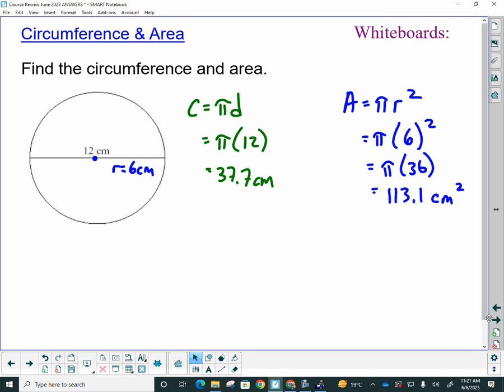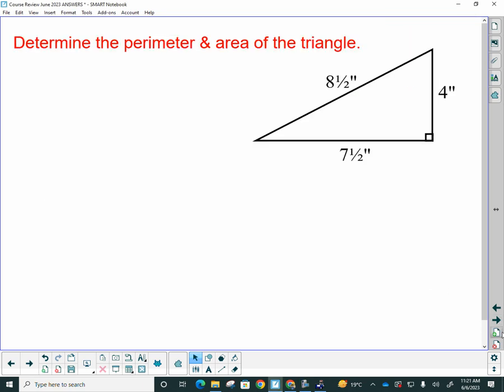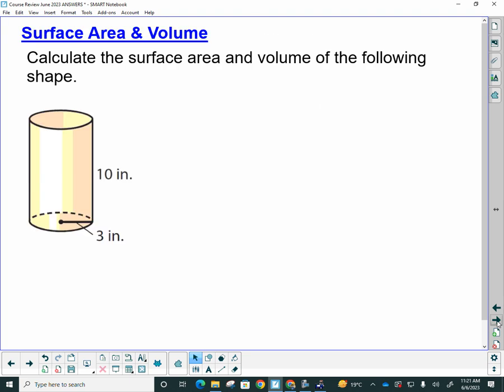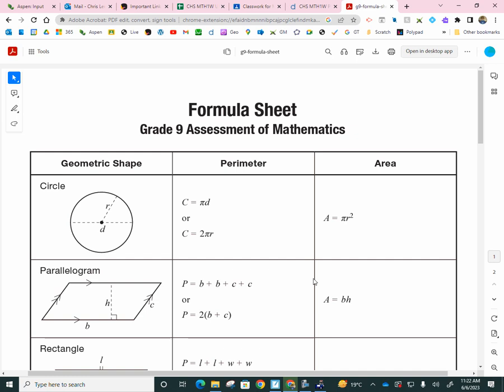All right, so we're going to come back down and try, this one was another one, but I'm going to skip it in the video. And we're going to go to the surface area and volume of a cylinder. So we'll need our help with our formula sheet on this one. So let's pull this up.